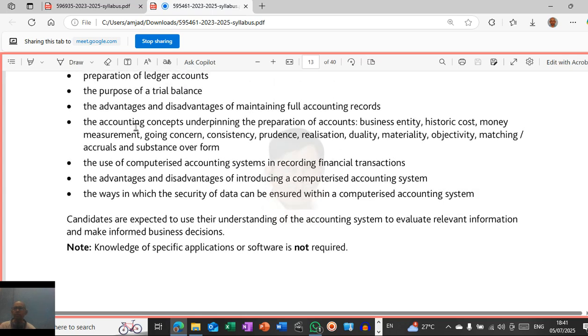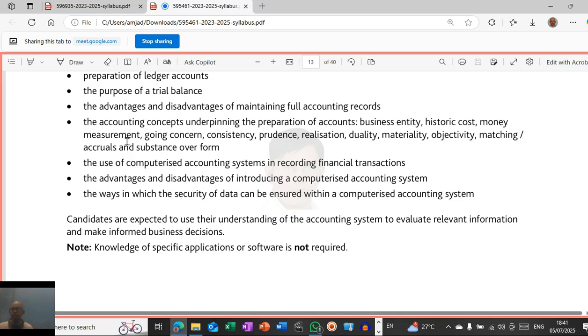The purpose of the trial balance, the advantages and disadvantages of maintaining full accounting records, and the accounting concepts underpinning the preparation of accounts: business entity, historic cost, money measurement, going concern, consistency, prudence, realisation, duality, materiality, objectivity, matching, accruals and substance over form.